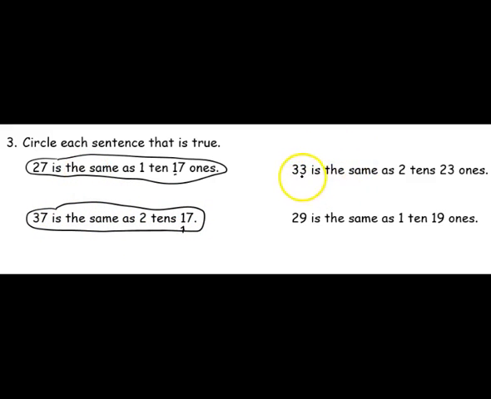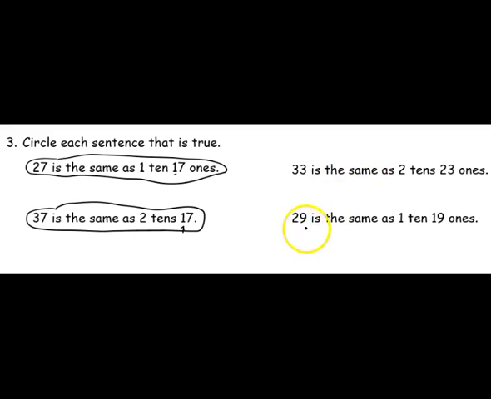Going across, we have 33 is the same as 2 tens and 23 ones. Well, 23 ones has 2 groups of 10 in it. That would give me 4 groups of 10 altogether. 33 only has 3 groups of 10, so we know that that statement is not true.